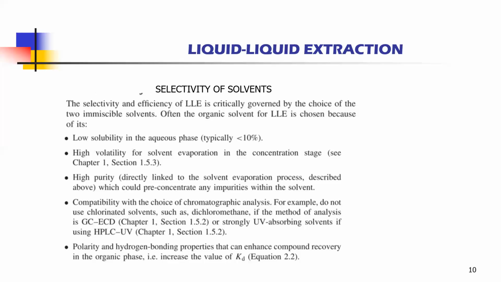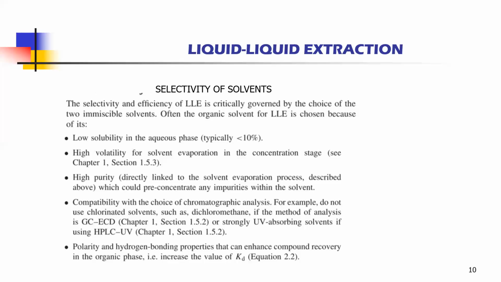The third criterion is high purity. This is directly linked to the solvent evaporation process described above, which could pre-concentrate any impurities within the solvent. If we are evaporating the solvent and impurities are present, they also get enriched, and that enrichment will give us an error in the solute properties or solute composition.